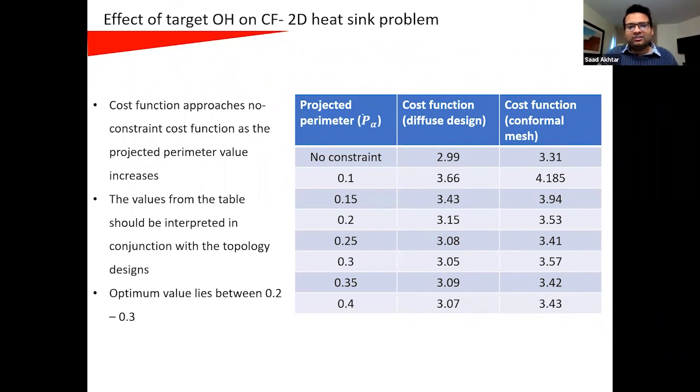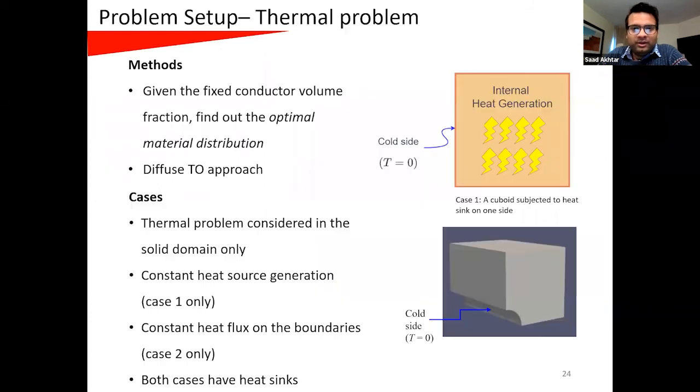And you can see, as you increase the projected perimeter, so as you become stricter in your projected perimeter approach, your cost function increases. That completely makes sense. But then this didn't really tell us much. It told us, okay, for this particular problem, your optimum value lies between 0.2 and 0.3, but it didn't really tell us whether scaling with the target volume would be the best way to go. So then the other approach that we tested was scaling it with regards to the projected angle. And that gave us a lot more intuitive results with regards to what target OH value we should go for.